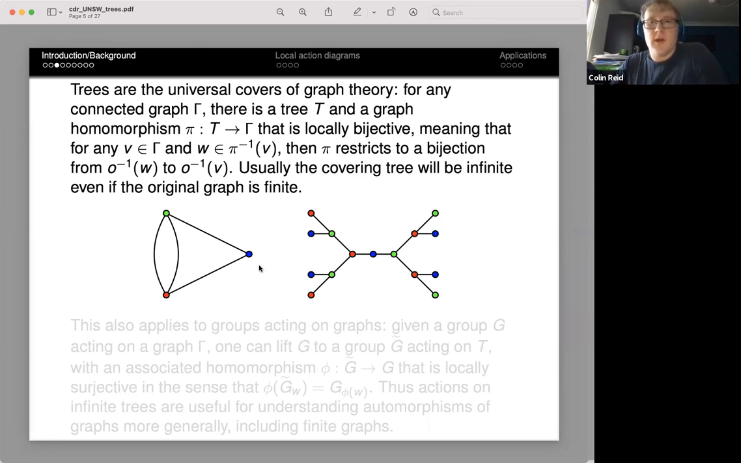So here's an example. The colors are just to indicate how the covering works. We've started with a graph here with 3 vertices, and we produce a tree such that the arcs coming out of each vertex look like they do in the original graph. So if we have a blue vertex here, it should have 1 red neighbor and 1 green neighbor. And then a green vertex here should have 2 red neighbors and 1 blue neighbor, and so on. You build out a tree, and you can see this is going to be an infinite tree. And that's the universal cover of this graph.